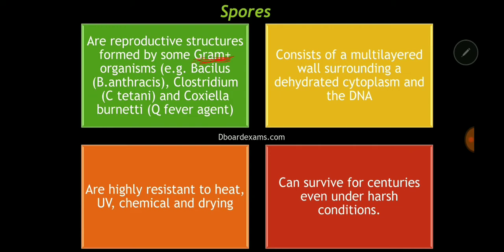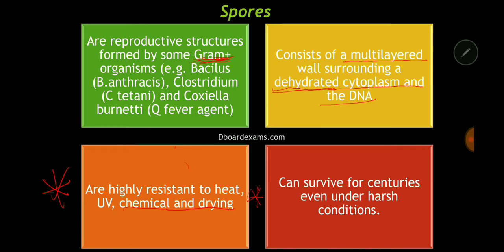Spores consist of a multi-layered wall surrounding dehydrated cytoplasm and DNA. Very key slide here, so make sure you know the information on this slide. And spores are highly resistant to heat, UV, ultraviolet light, chemicals, or drying.